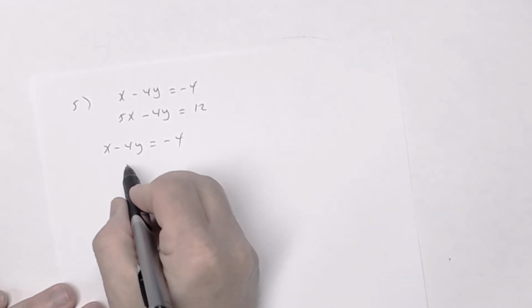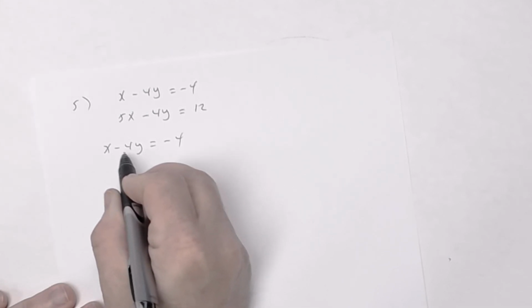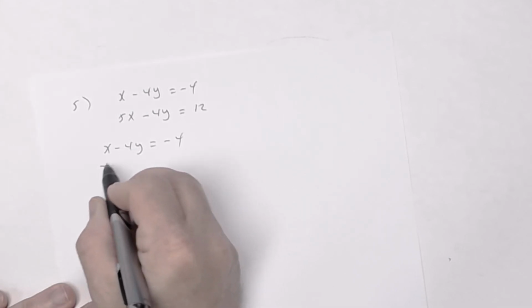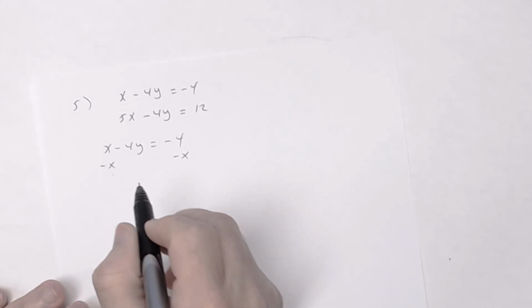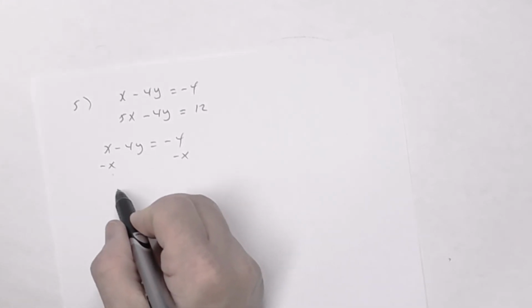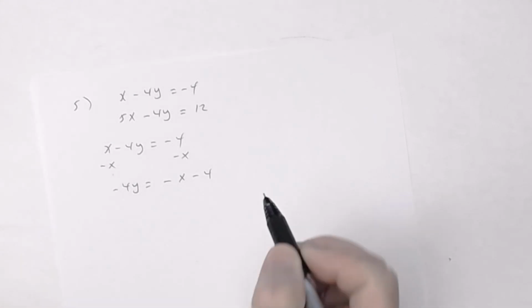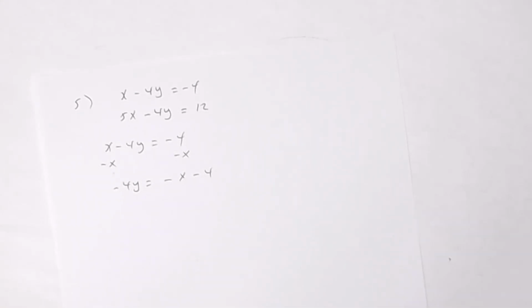And to get y by itself, I'm going to have to get negative 4y by itself first. I'm going to subtract x from both sides. So you just have to be a little bit careful as well. And when I do that, I'm going to have negative 4y equals negative x minus 4. Okay? So that's what I have.